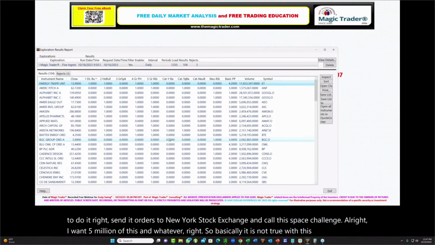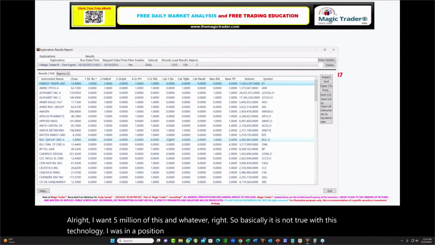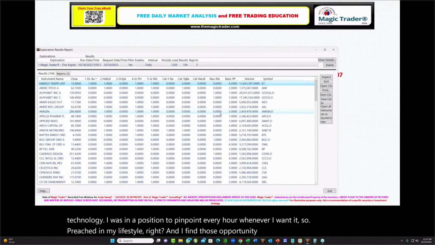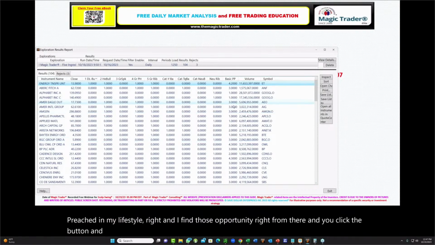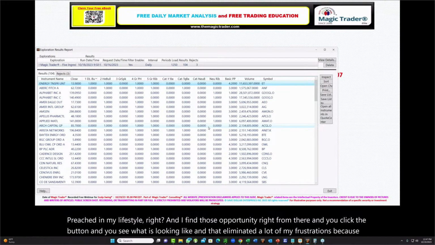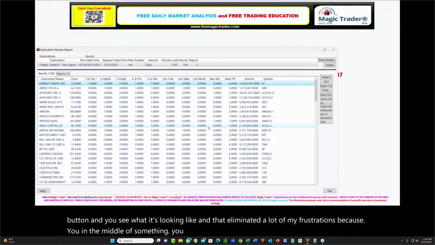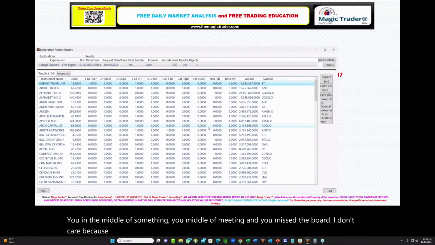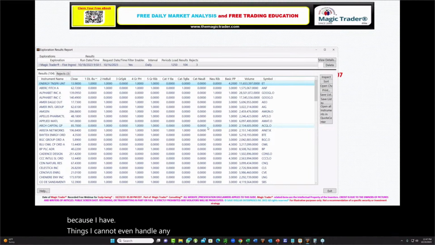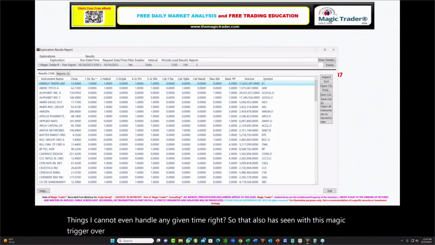With this technology, I was in a position to pinpoint opportunities every hour, whenever I want. So it fits in my lifestyle. I find those opportunities right from there, you click the button and you see what it looks like. That eliminated a lot of my frustrations, because you're in the middle of a meeting and you miss the boat. Now I don't care, because I have more things than I can even handle at any given time. I have seen that with this magic trader over and over again. So I just want you to know that this will suit your time schedule.